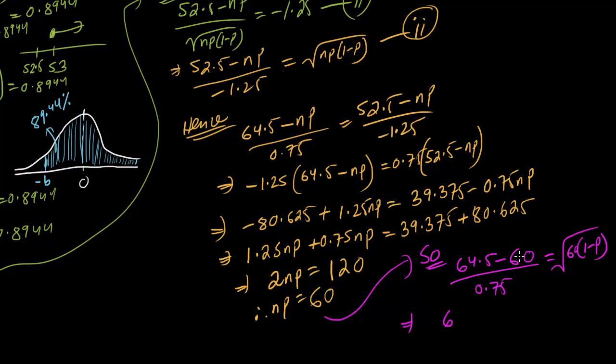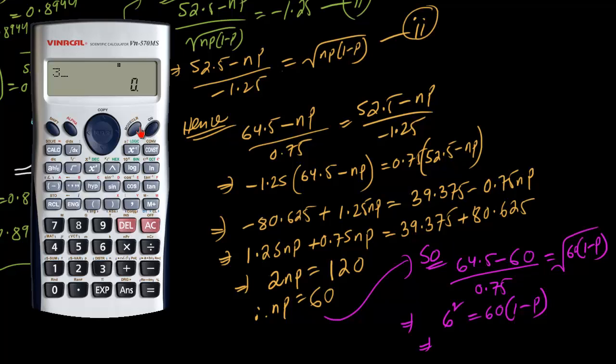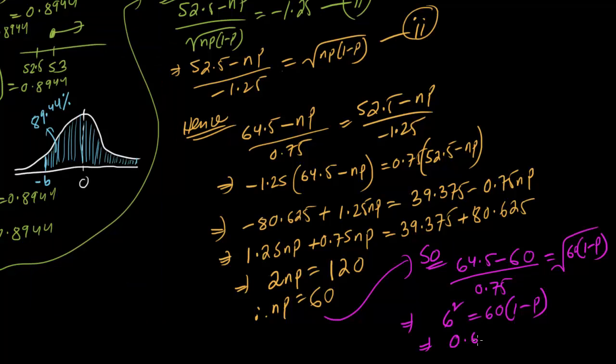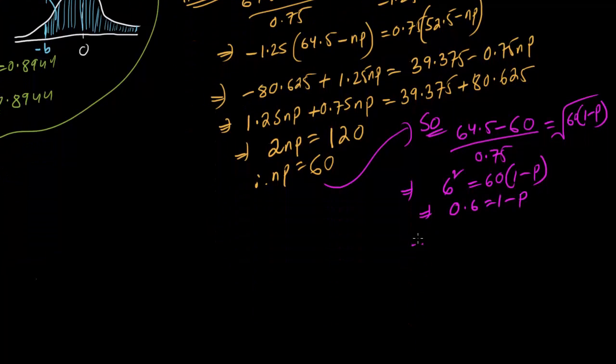So this is 6. If we send the square root to the other side, this becomes a square. This is 6 squared equals 60 (1 − P). So that turns out to be 6 squared is 36. 36 divided by 60, and we get 0.6. So this is 0.6 equals 1 minus P. Therefore, P equals 0.4. We got the value of P. P equals 0.4. That's the probability of success.